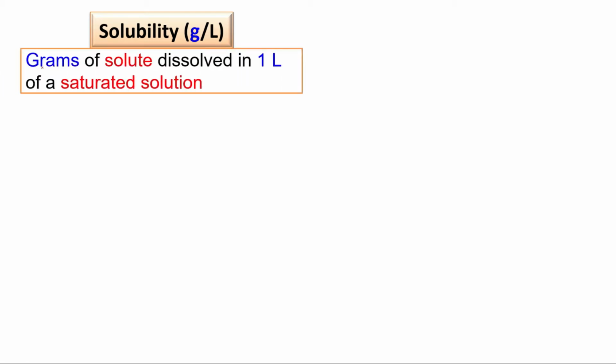Solubility, as we know, can be measured in gram per liter or mole per liter. When the solubility is given in gram per liter, how do we define it? It is defined as the grams of solute dissolved in 1 liter of a saturated solution. Therefore, the unit is gram per liter. The unit gram represents the solute, meanwhile the liter represents the saturated solution.